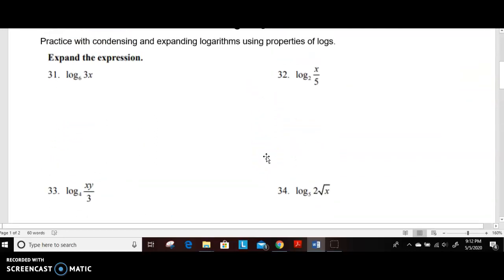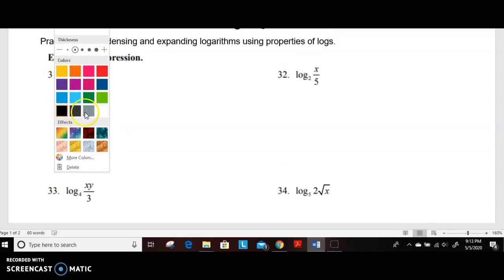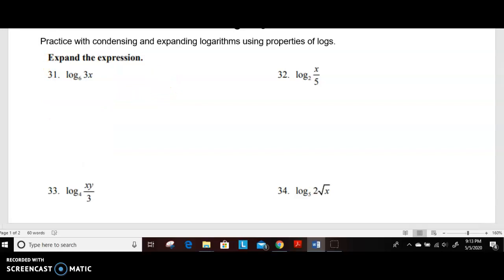So let's look at this, number 31. Still going to use black. So here I have 3x. That is multiplication there in the middle, so I'm going to use my product property. So it's log base 6 of 3, and it's not multiplication, we're going to use the addition, log base 6 of x. Okay, so see how that works there? We are expanding it by using that property that says multiplication we can rewrite as adding those together.